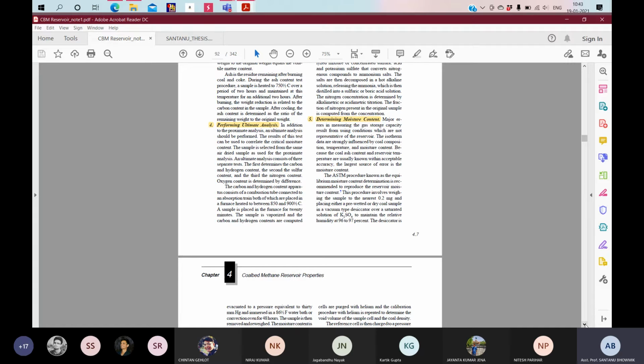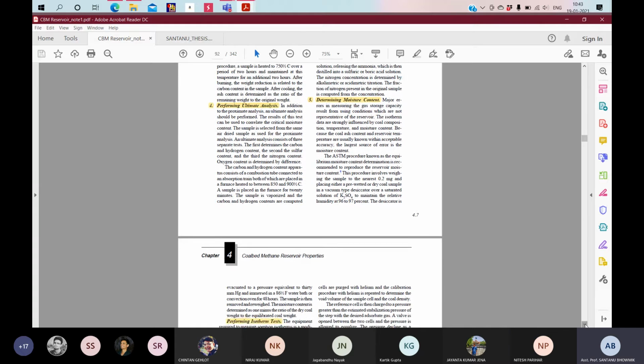So there is a particular technique for determining the moisture content also. Even in your rock mechanics class, I think you have studied porosity, density, and water content measurement techniques. Do you know this? Have you studied those things? The water content or moisture technique. You have studied this in the laboratory, right?